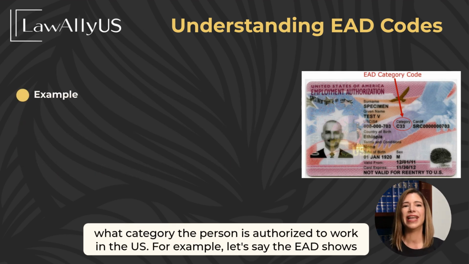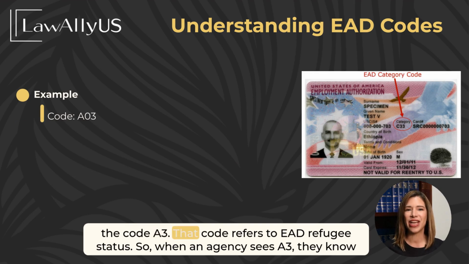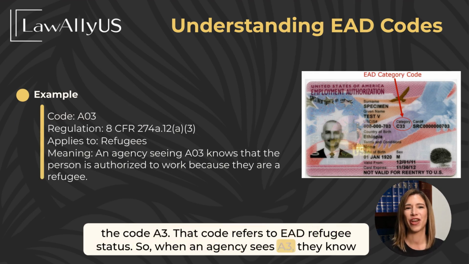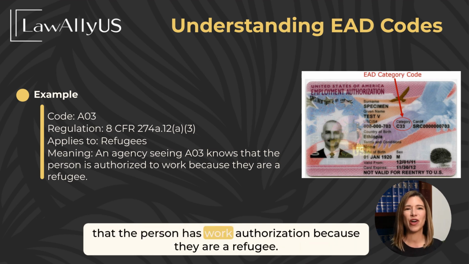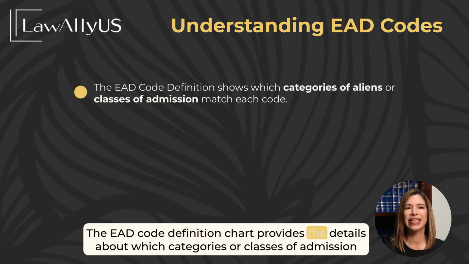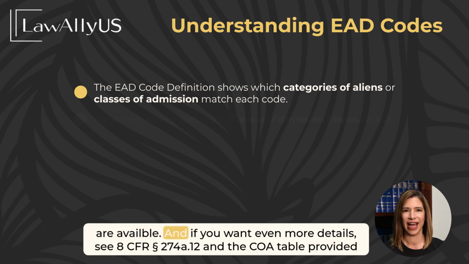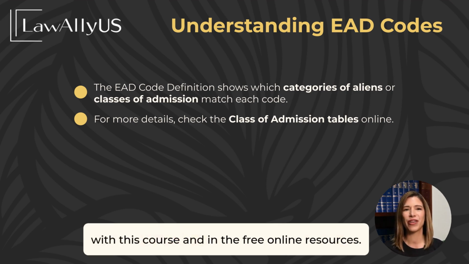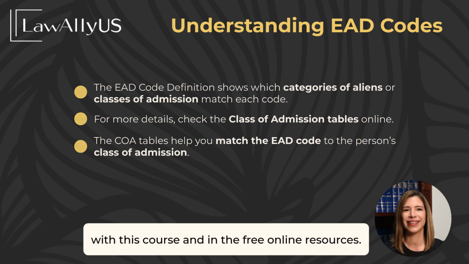For example, let's say the EAD shows the code A3. That code refers to EAD refugee status. So when an agency sees A3, they know that the person has work authorization because they are a refugee. The EAD code definition chart provides the details about which categories or classes of admission are available. And if you want even more details, see 8 CFR section 274a.12 and the COA table provided with this course and in the free online resources.